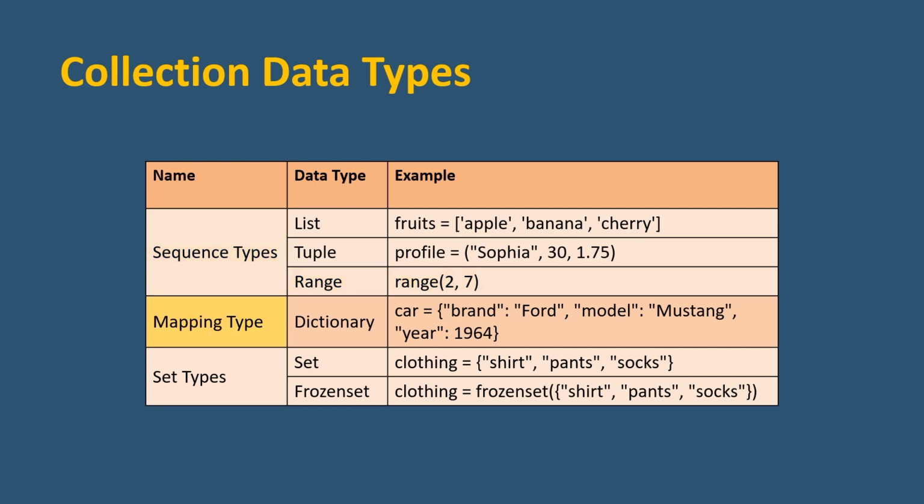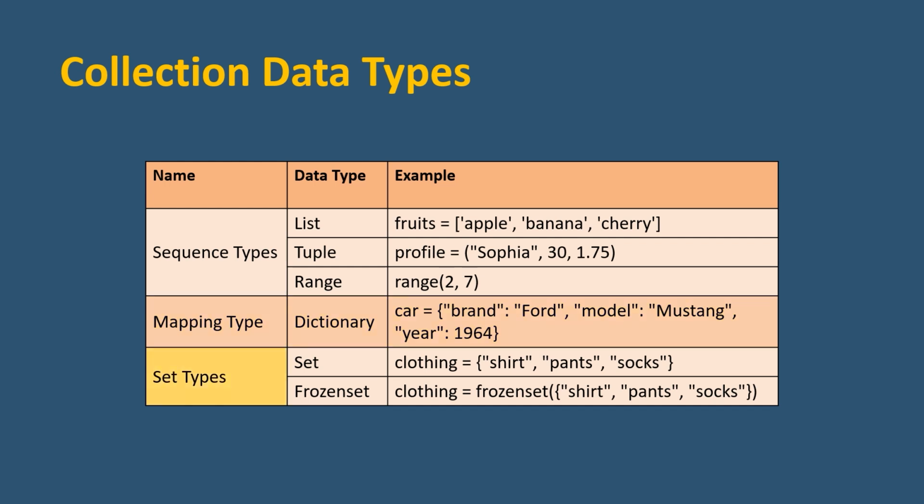Mapping type. Python has one mapping type called dictionary. A dictionary is a collection which is unordered, changeable, and indexed. In Python, dictionaries are written with curly braces, and they have keys and values. For instance, car equals several key-value pairs inside curly braces.